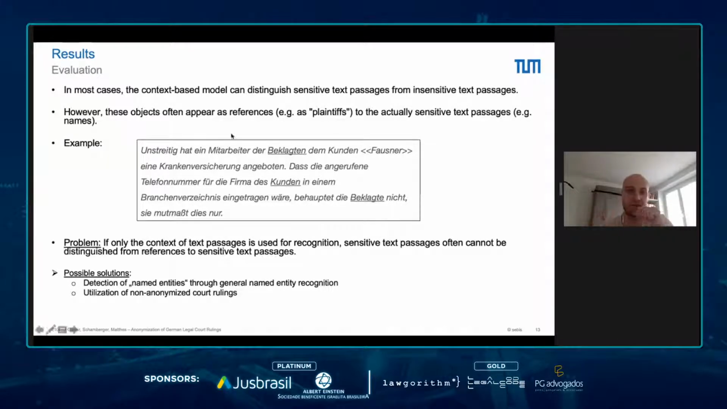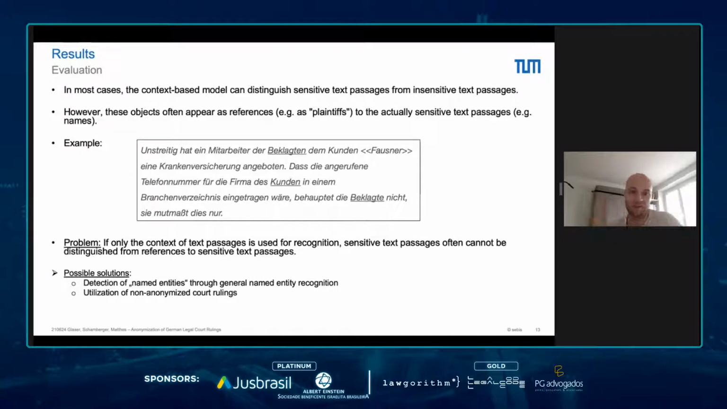However, often, here's an example, for instance, this is basically a defendant, and this is a customer, and this is again the defendant, and this is the concrete customer name. If you just look at the context, then sometimes the model detects the reference to the customer, which is the word customer, also as sensitive information. And this, of course, should not be the case. So our initial assumption that it only depends on the context is just partially true.